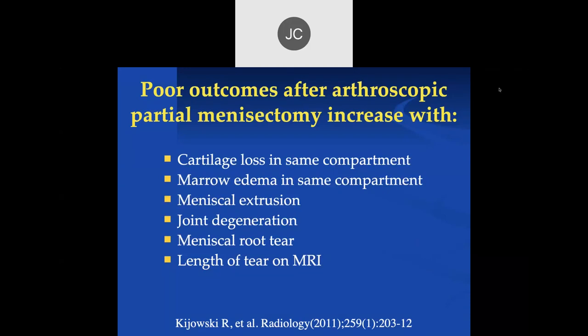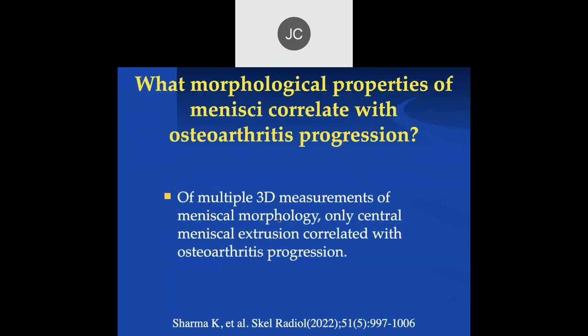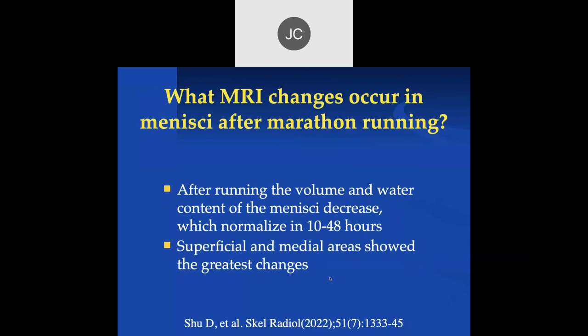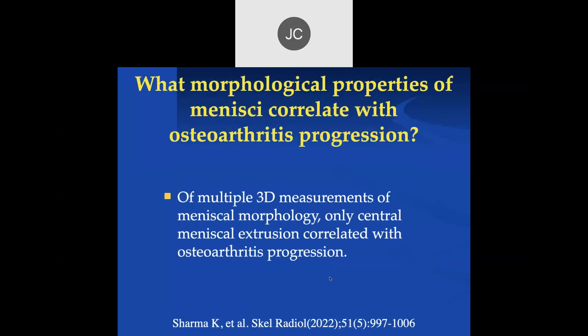So looking at some of the literature, there are poor outcomes after arthroscopic surgery with partial meniscectomy, increasing with cartilage loss. We already saw this, same compartment. We don't need to go through that again. And then the question is, what morphological properties of the meniscus correlate with progression of osteoarthritis? They looked at multiple measurements of the meniscus, and only central extrusion correlated with osteoarthritis progression in this particular paper in Skeletal Radiology.